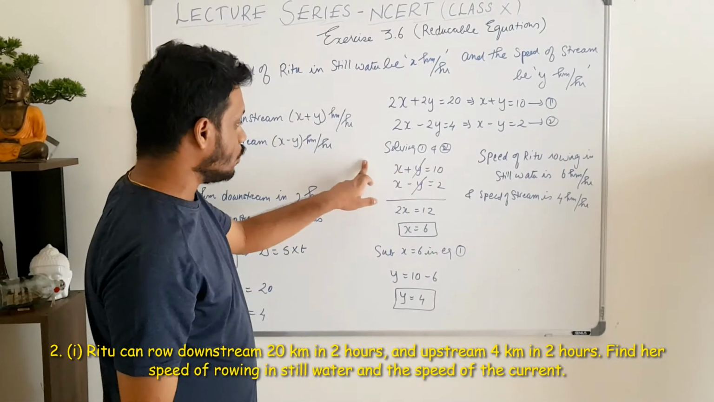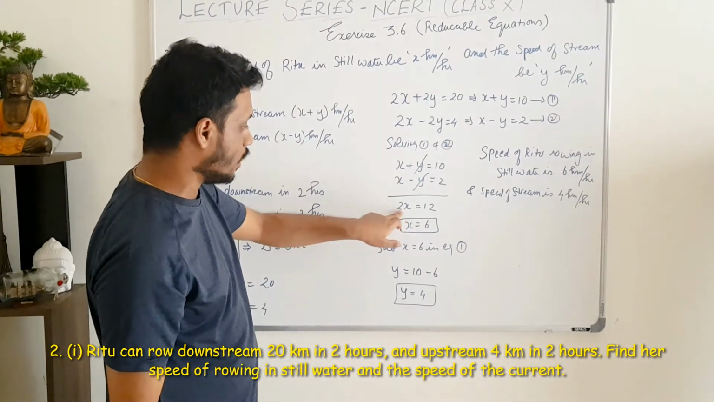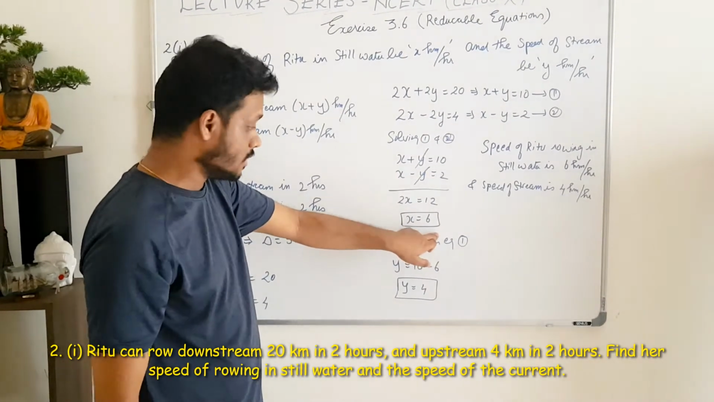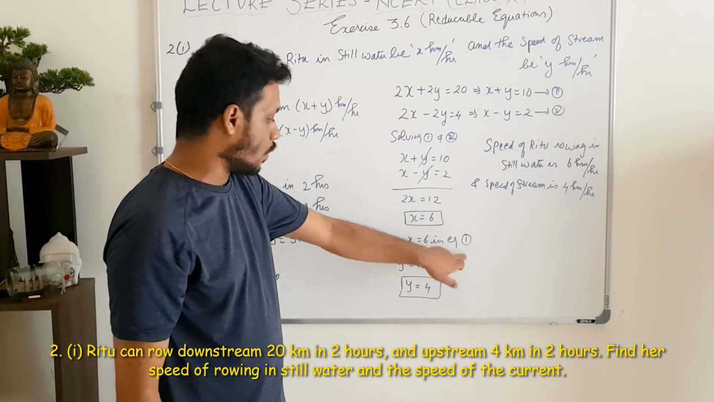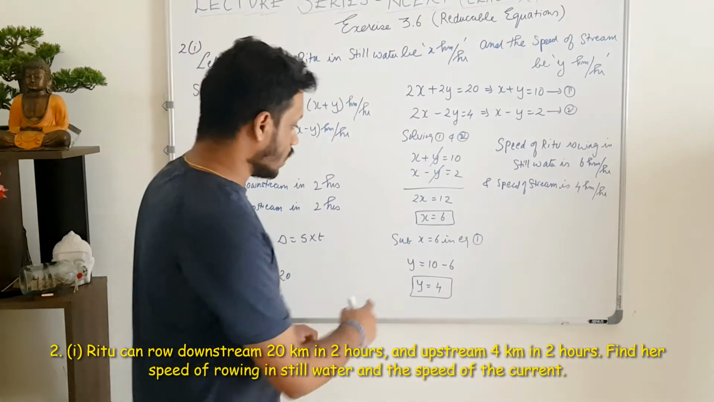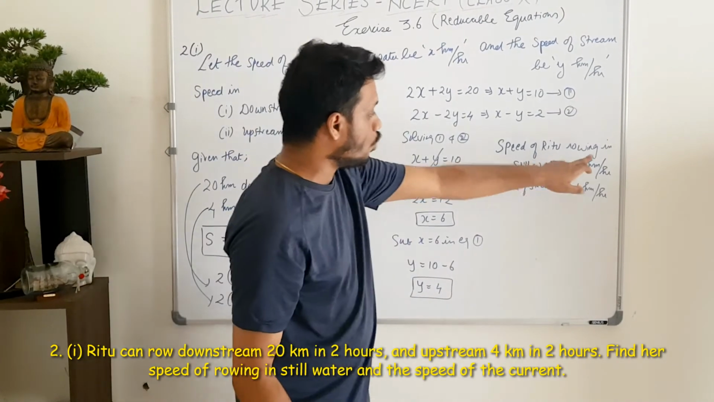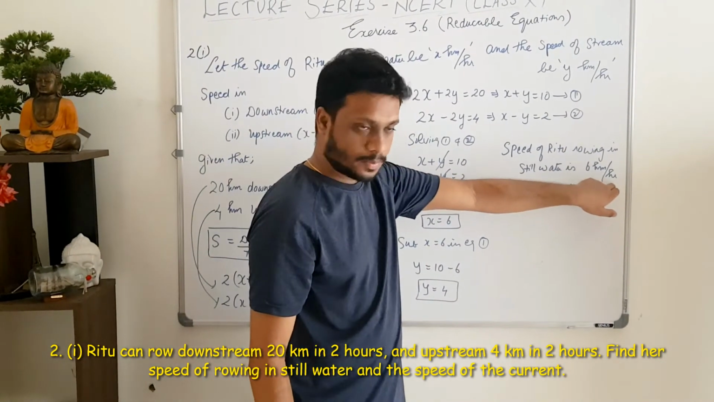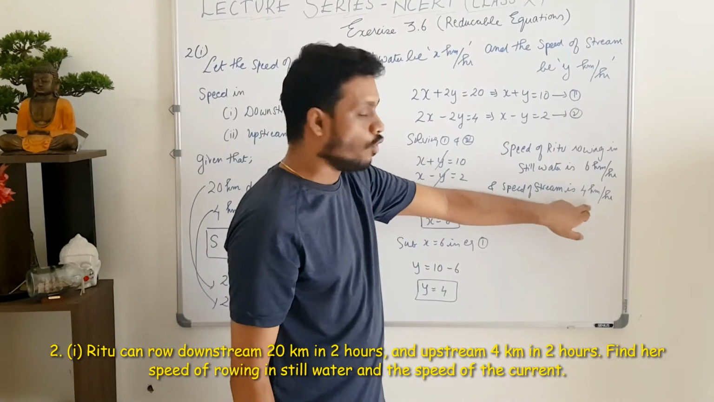On solving 1 and 2, I cancel plus y and minus y. I get 2x is equal to 12, or x is equal to 6. Now I substitute x as 6 in equation 1. I get y is equal to 10 minus 6, or y is equal to 4. So the conclusion from this is the speed of Ritu rowing in still water would be 6 kilometers per hour and the speed of the stream is 4 kilometers per hour.